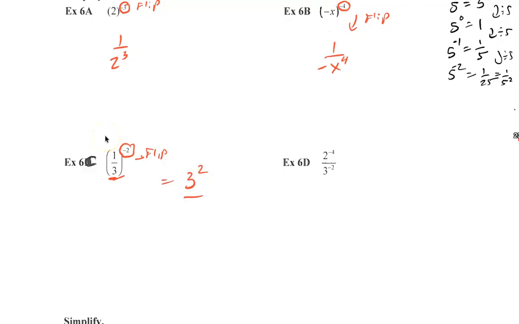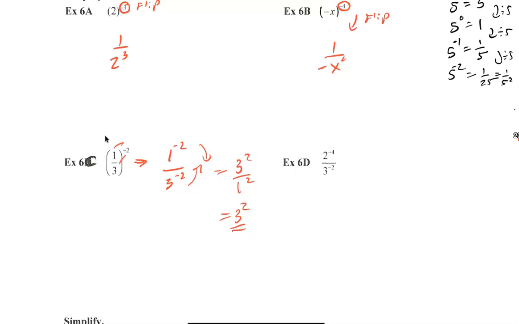Well, honestly, what I should do is this. Let's distribute this first. So I get 1 to -2 and 3 to -2. That's going to flip up. That's going to flip down. So now you get 3 squared over 1 squared, which is the same thing as just 3 squared, which is the same thing as 9. So same thing we've done here, right? Flip that up, flip that down. 3 squared over 2 to the 4th. Or if I want the actual numbers, 9 over 16. All right, that's just 2 times 2 times 2 times 2, which is 8 times 2, which is 16.